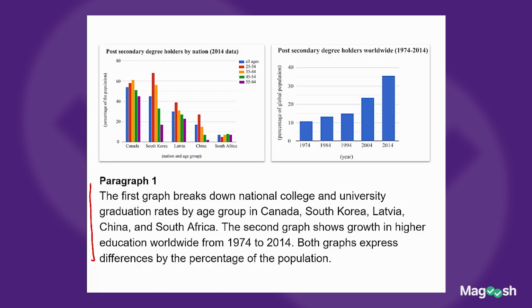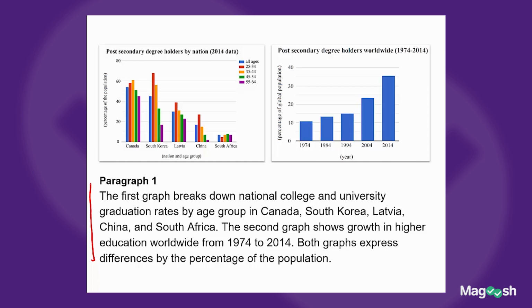It says, the first graph breaks down national college and university graduation rates by age group in Canada, South Korea, Latvia, China, and South Africa. The second graph shows growth in higher education worldwide from 1974 to 2014. Both graphs express differences by the percentage of population.